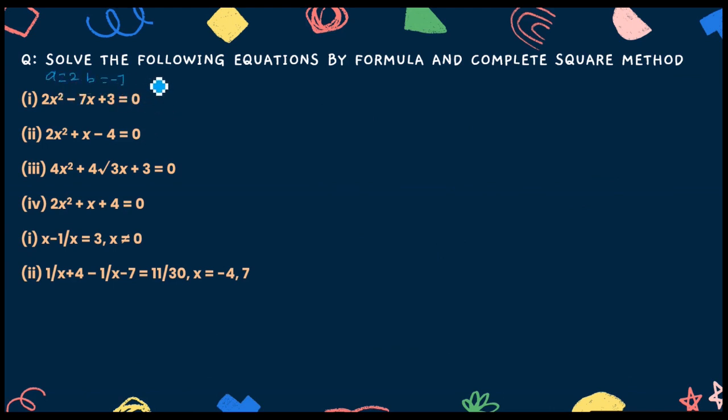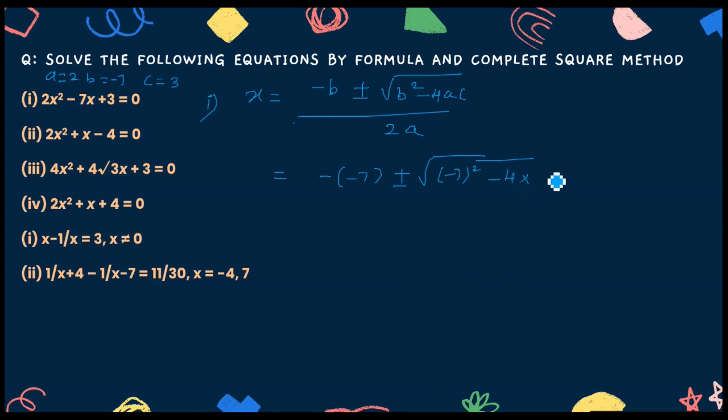Here a is 2, b is minus 7, c is 3. Correct? So x equal to minus b plus or minus root of b square minus 4ac, by 2a. We'll write this formula once, then we will apply it for all of these questions, right? So I'm doing the first one now. Let's write here minus of minus 7 plus or minus root of 7 square minus 4 into a is 2 into c is 3, divided by 2a. 2a is 2 into 2.